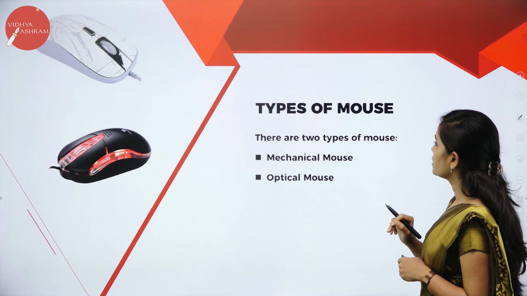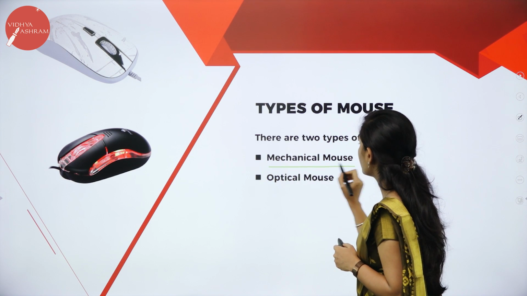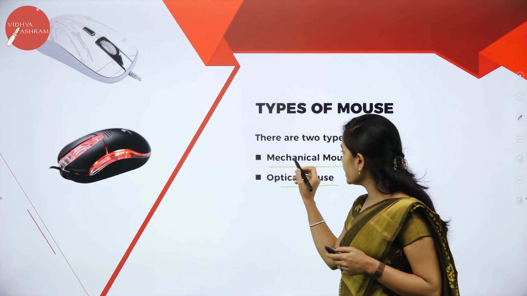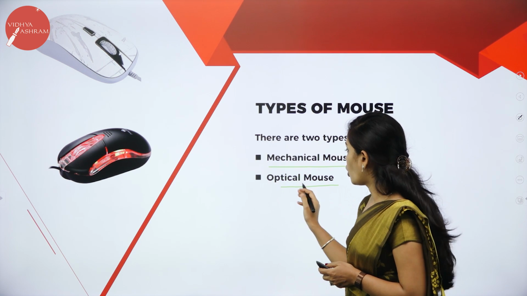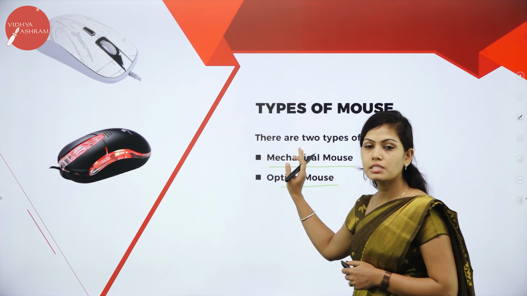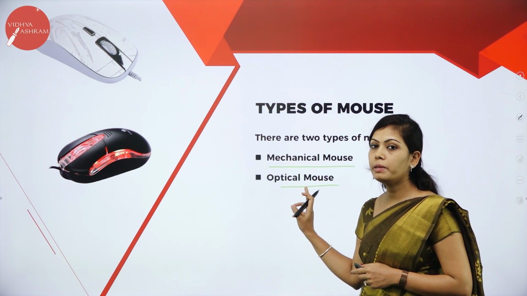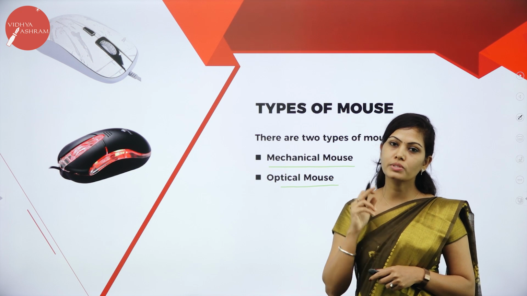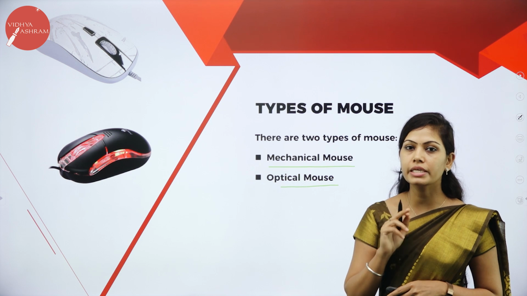And next we have the types of mouse. Basically we have two types of mouse, that is mechanical mouse and optical mouse. So what is a mechanical mouse? This mechanical mouse consists of a small rubber ball under the mouse. But the optical mouse does not contain any moving parts. There are no moving parts in an optical mouse. So there are two types of mouse, mechanical mouse and optical mouse. So the mouse is an input device. It is a pointing device.